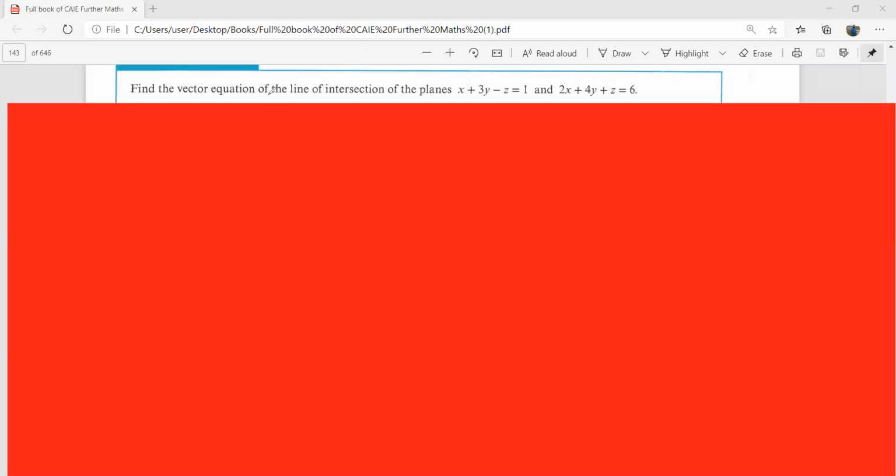Okay, guys, in this segment, we shall learn how to find the vector equation of the line of intersection of two planes. You see that when two lines intersect, they intersect on a point, okay? So this point over here, we call the point of intersection of these two lines. But when you have two planes, they intersect on a line.